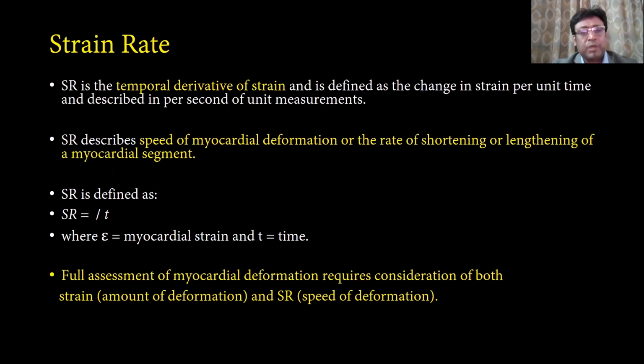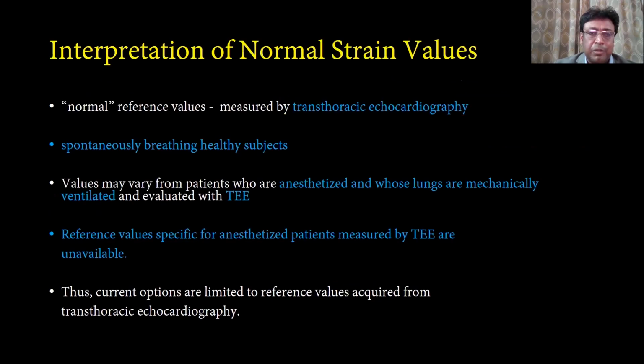Now, for full assessment of myocardial deformation, you need both strain and strain rate, because the amount of deformation and the speed of deformation are both important. Strain rate is a temporal derivative of strain. For a full assessment, you will need both the amount as well as the rate of deformation. So coming to normal strain values, just to remind you that most of the studies that have been done on strain echocardiography are done on spontaneously breathing healthy subjects using transthoracic echocardiography.